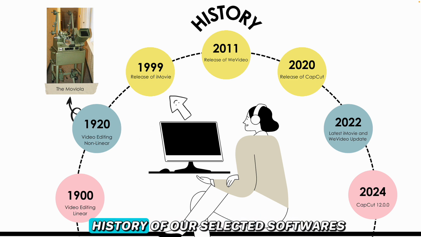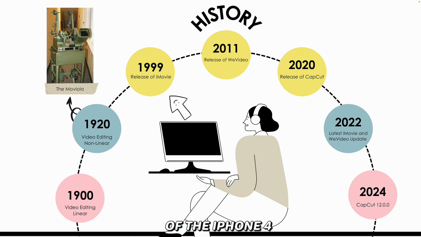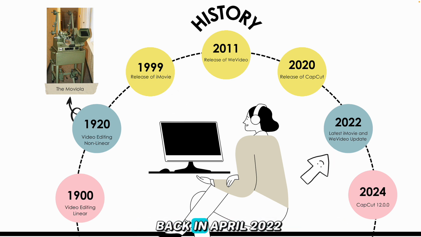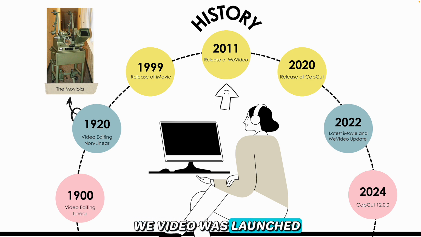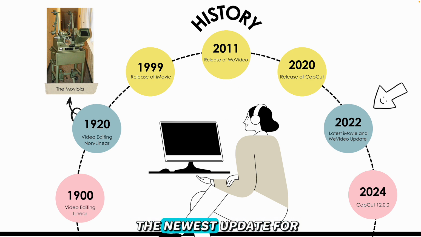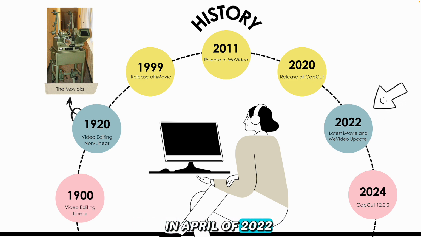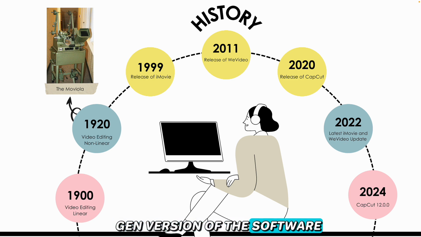Moving into some brief history of our selected softwares, iMovie was released in 1999 with the launch of the iPhone 4. Its latest update was back in April 2022. WeVideo was launched in 2011 and has evolved into an in class learning platform for editing. The newest update for the software is referred to as the new editor, and it was released in April of 2022.